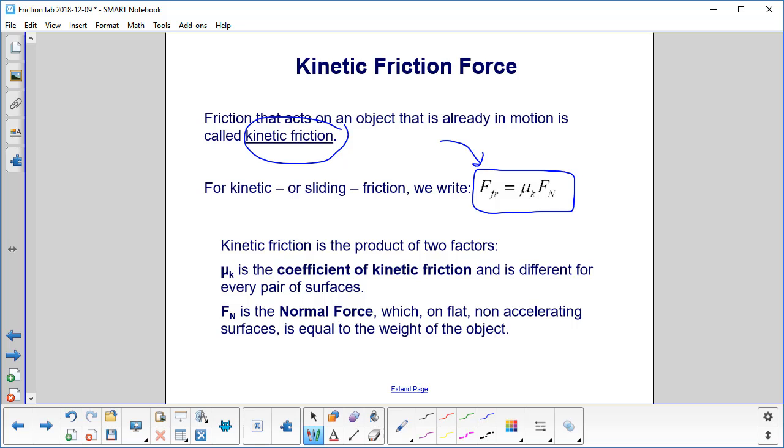Fn is the normal force, which on flat, non-accelerating surfaces is equal to the weight of the object. So if I have an object here, it has a certain weight, and let's say it's sitting on a table or something, the normal force will be in the opposite direction and exactly equals mg.